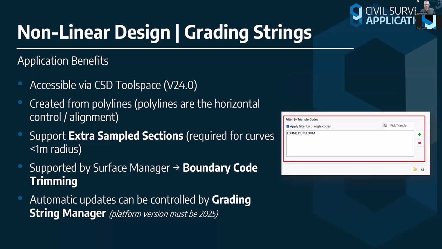We're looking at boundary code trimming as well. If you haven't used it, V25 includes boundary code trimming in the Surface Manager Boundaries tab. What that means is that if a grading string has spurious triangles, typically your dummy codes linking between different parts of a grading string, particularly if it's closed, you can use boundary code trimming in Surface Manager just to get rid of any of those miscellaneous triangles.